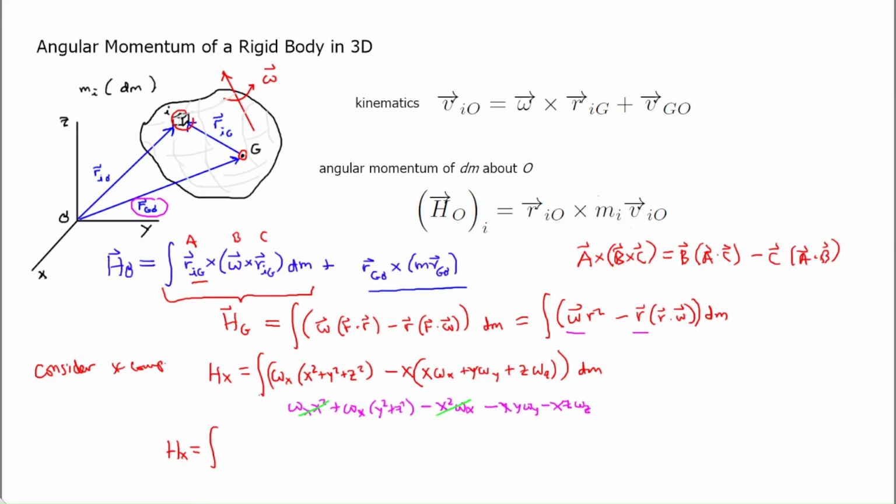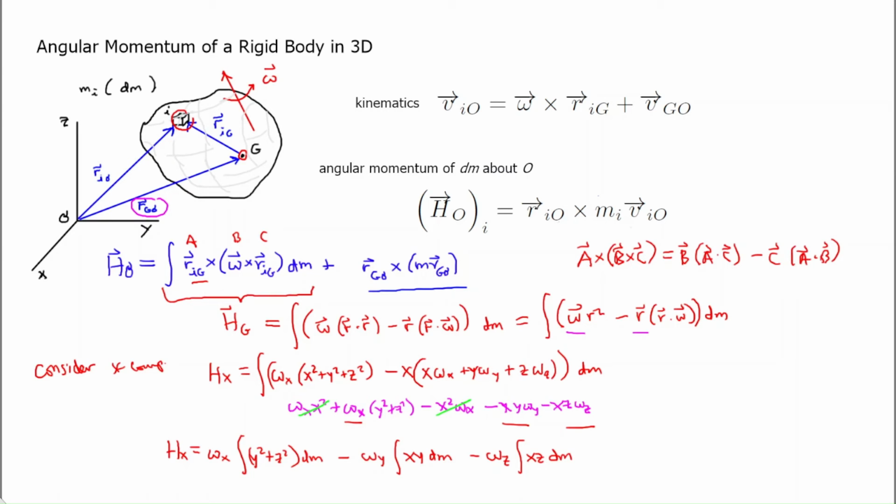So what this leaves is H sub x equals the integral. Omega sub x is not a function of anything, it's just a property of the rigid body. So we have the integral of y squared plus z squared dm. And then we have two other things. The omegas on these are constants with respect to any sort of integration. Then we have minus omega y integral of xy dm, minus omega z integral of xz dm.